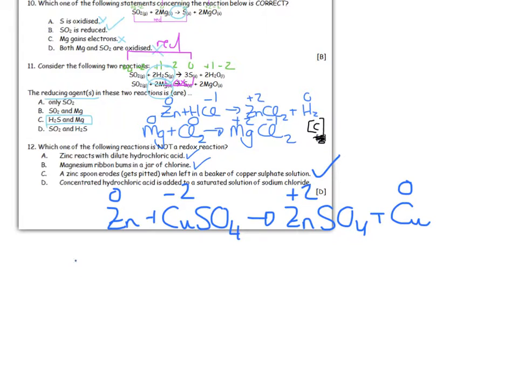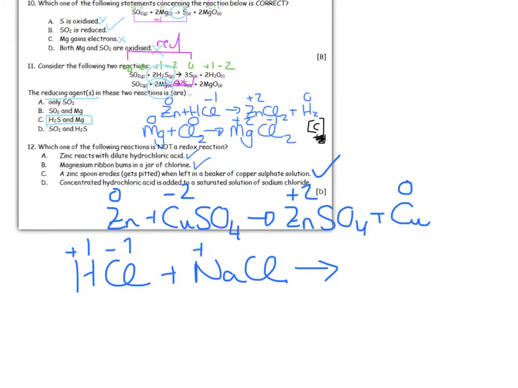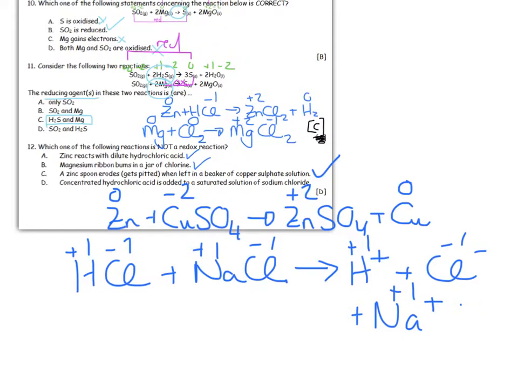The last one is hydrochloric acid is put into sodium chloride. Well, that's just acid and water and sodium and chlorine. This is going to not do anything. There's no reaction whatsoever. This will stay +1, -1, +1, -1. And on the other side, you're going to just land up with the H plus ion, the Cl minus ion, the Na plus ion, and again, they're just going to be +1, +1, -1. So there's no change in oxidation state there, and therefore D is your correct answer.